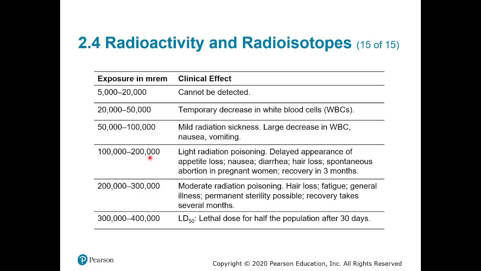100,000 to 200,000, this is light radiation poisoning. You have delayed appearance of appetite loss, nausea, diarrhea, hair loss, and spontaneous abortion in pregnant women. Typically you can recover within 3 months, but you're going to be in for a recovery period of about 3 months of effects. 200,000 to 300,000 would be moderate radiation poisoning. This is hair loss, fatigue, general illness. Permanent sterility is possible. Recovery is going to take several months, and you probably are going to have long-term effects.